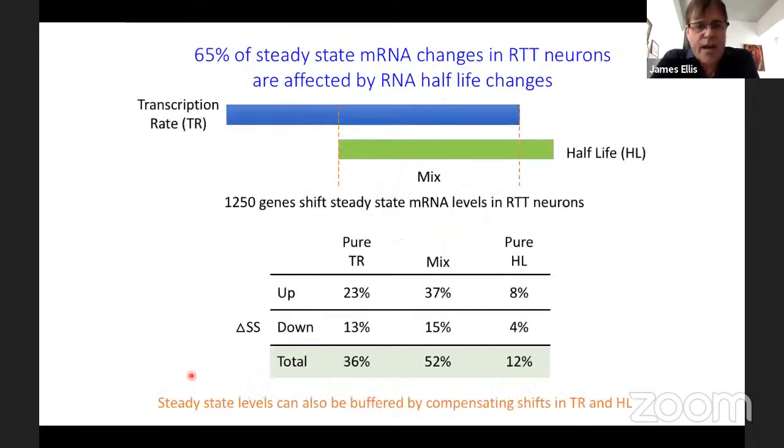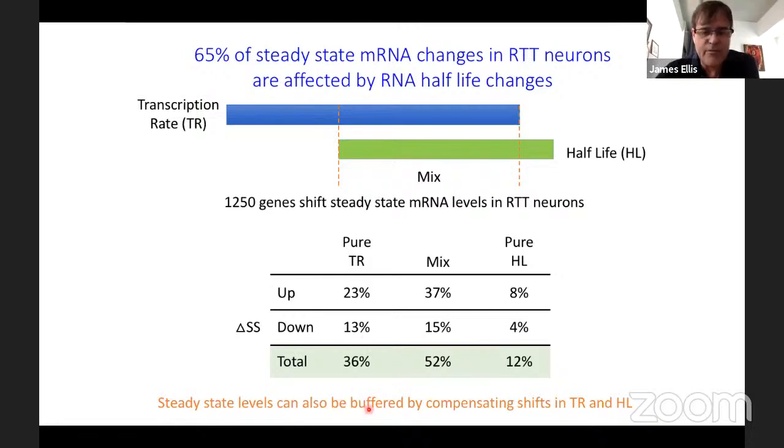And the surprising result to us is that if you look at Rett syndrome, you get about 1,250 genes that shift steady state mRNA levels as detected by RNA-seq. But if you start to calculate the transcription rate and the half-lives, you see a different picture. If you look at genes that are regulated only at the transcriptional rate level, you see about 36%, so this third of genes. If you look at genes that are purely regulated at the half-life level, you see this 12% over here. And then roughly half of the genes are influenced by both changes in transcription rate and changes in half-life.